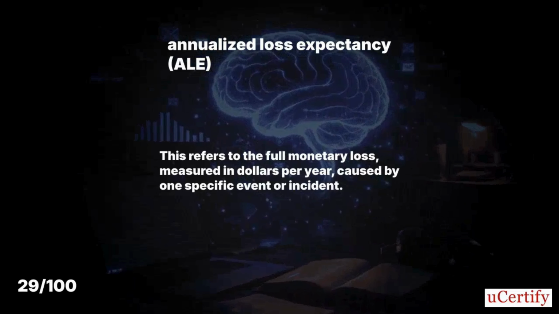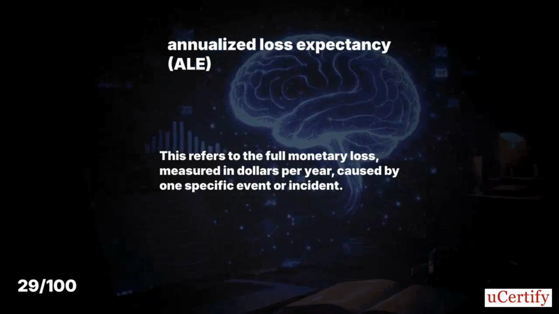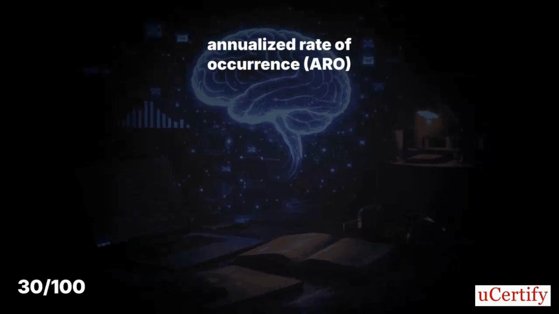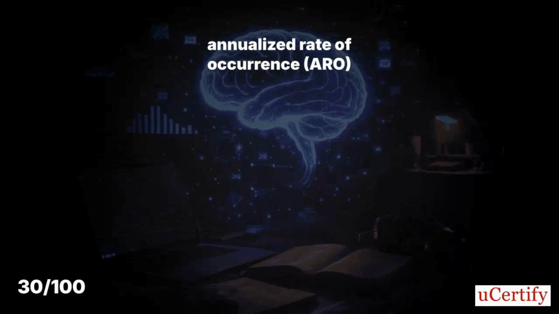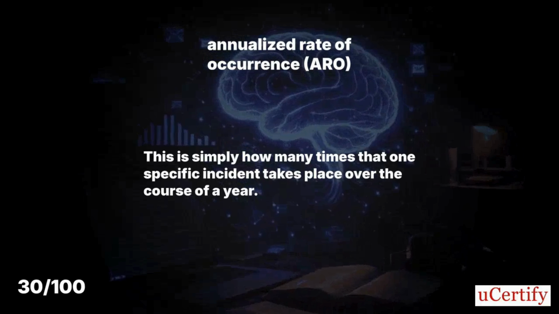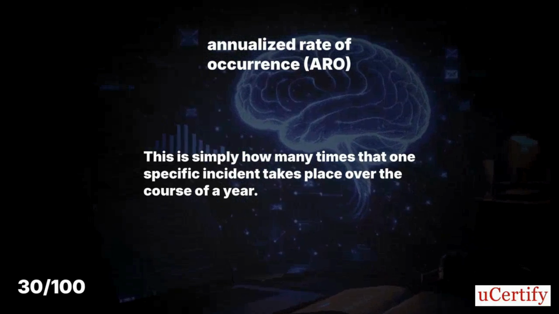Annualized loss expectancy, ALE. This refers to the full monetary loss, measured in dollars per year, caused by one specific event or incident. Annualized rate of occurrence, ARO. This is simply how many times that one specific incident takes place over the course of a year.